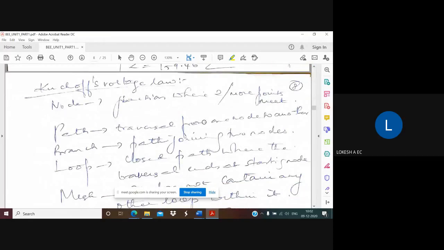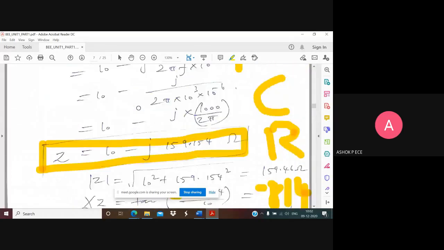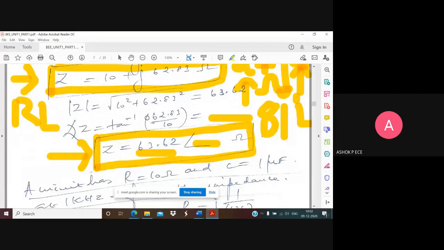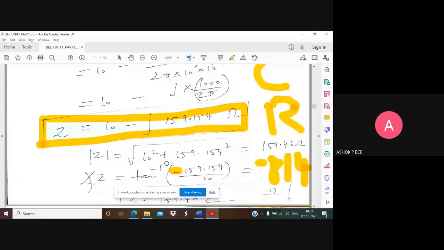Sir, why are we taking minus? Here you have the imaginary term as minus, right? So therefore you take minus. Here the imaginary term is plus, so I put plus here. You take the imaginary term divided by the real term along with its sign. The real term is positive, so no issues. In the first case, the imaginary term is also positive, so it is tan inverse of 62.83 by 10. In the second case, the imaginary term is negative, so tan inverse of minus 159.154 divided by 10.